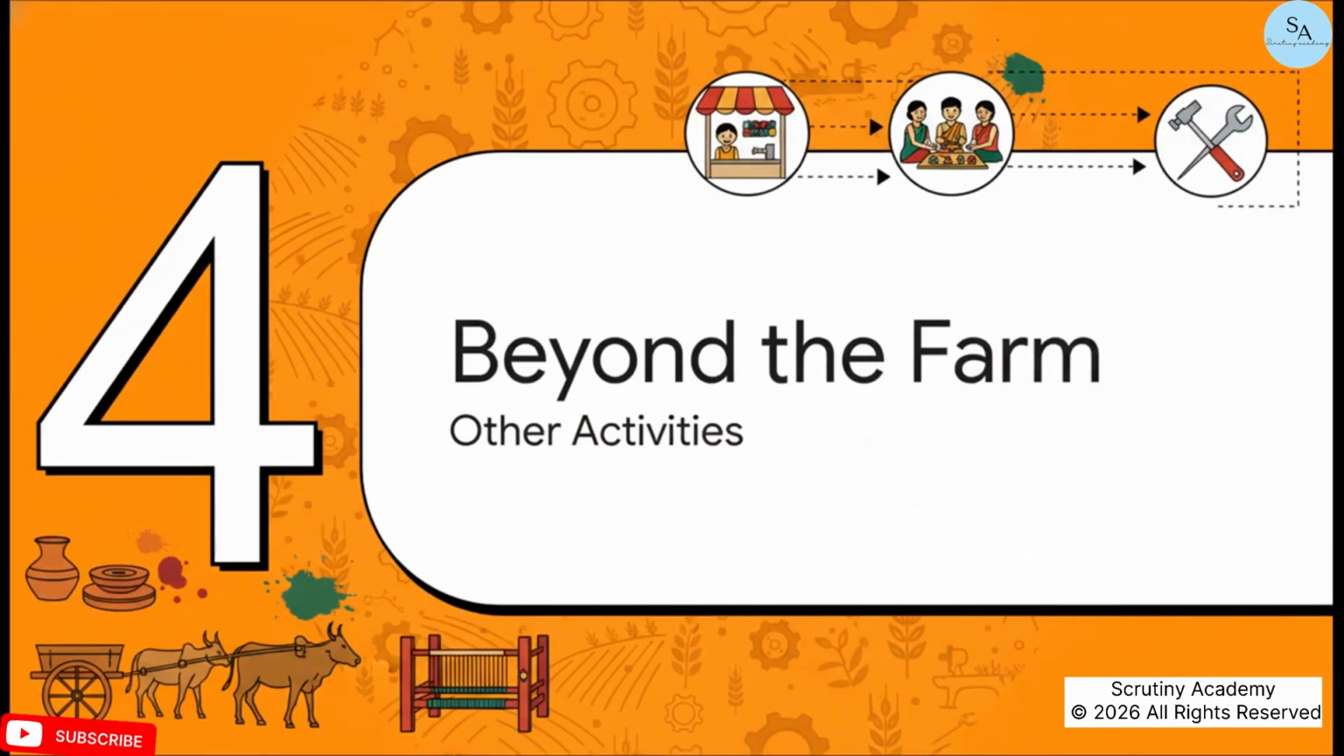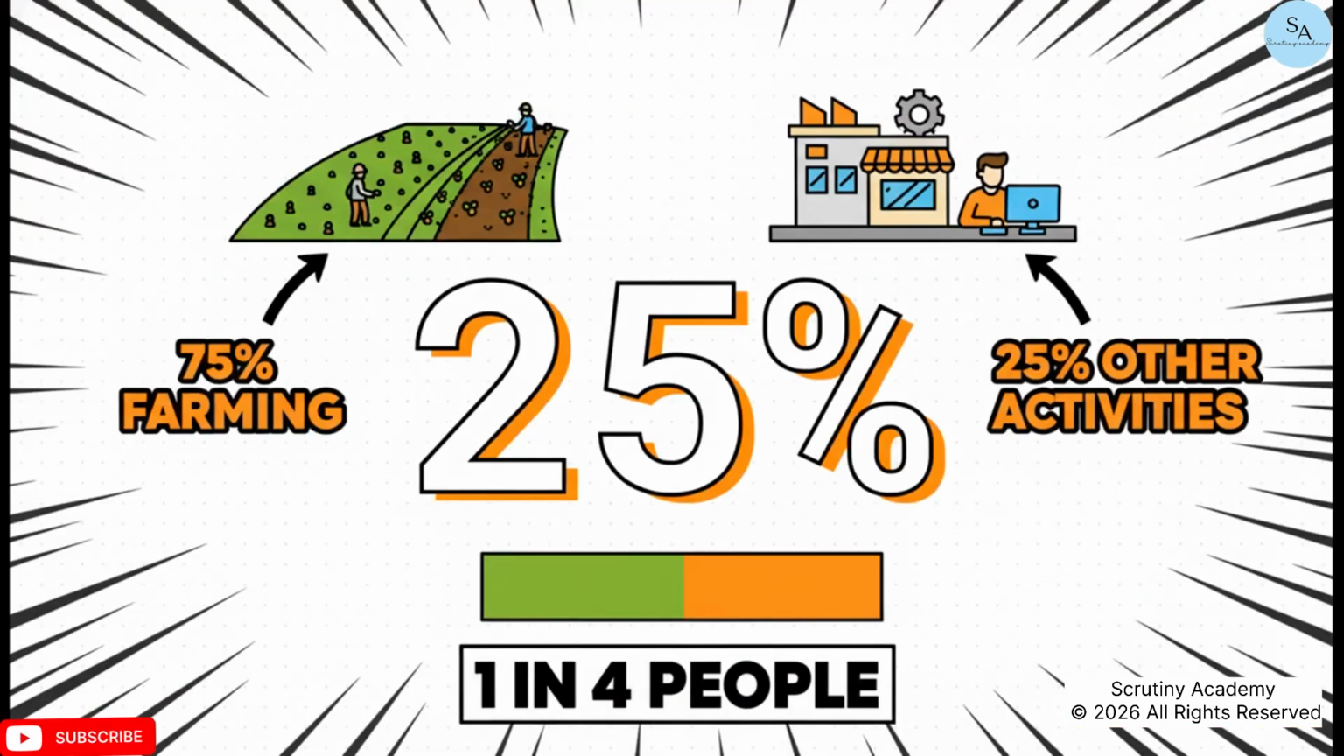Okay, let's switch gears a bit. Farming is definitely the main event in Rampur, but it's not the only thing happening. We need to take a quick look at the non-farm activities. But just remember, even with these other jobs, the vast majority of people are still connected to the land. And here's the number you have to remember for this part: only 25%. Just 25% of the working population in Rampur does something other than farming. To put that another way, that's only 1 out of every 4 people.